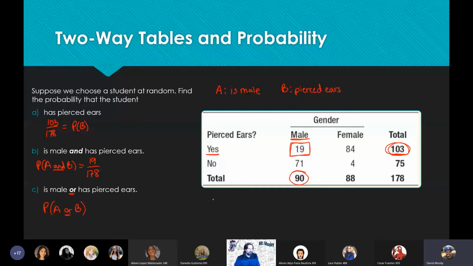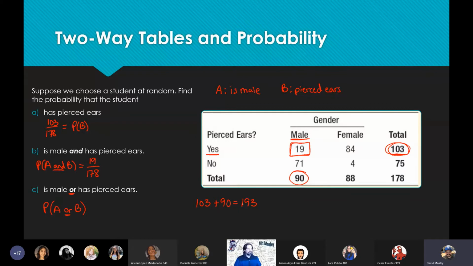But here's a problem. In our previous lesson, we saw what happens when events are mutually exclusive or they cannot both occur at the same time. These events can. I have males that also have their ears pierced. If I just add up 103 plus 90, I get 193. I only have 178 students in the class. This is statistically impossible. I can't have that many students. Can't have more than the total.